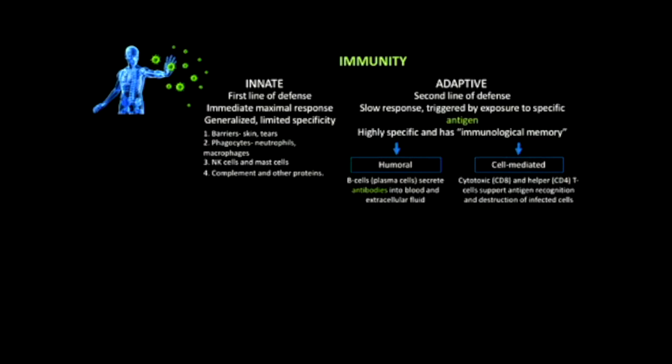The cell-mediated arm of the adaptive immune system includes cytotoxic and helper T cells. So those would be the CD8 and CD4 T cells that you hear about. And these kind of help to support antigen recognition and then destruction of infected cells.